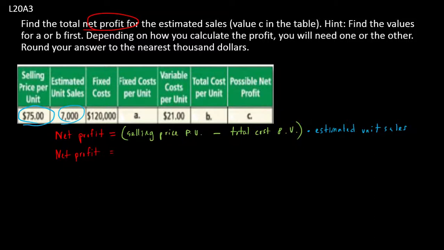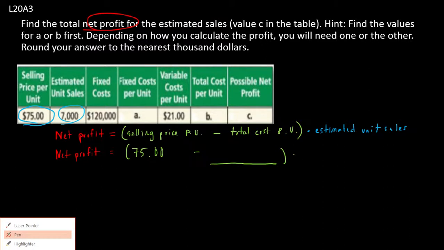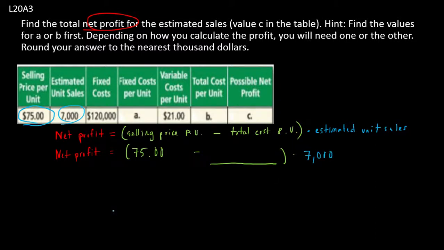is equal to our selling price per unit, so $75, minus, we haven't figured out total cost per unit yet, and we're going to multiply it by our estimated unit sales, which actually, yeah, we do know is 7,000 sales. Okay. So we need to figure out total cost per unit before we can get to net profit.